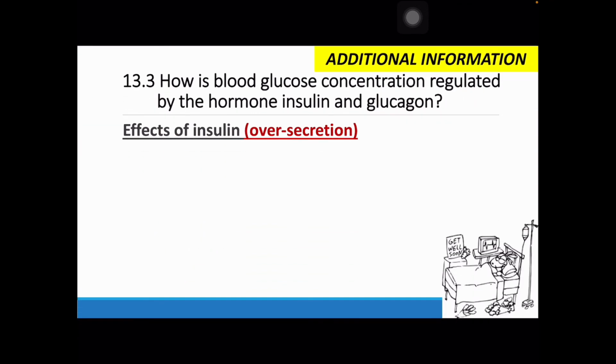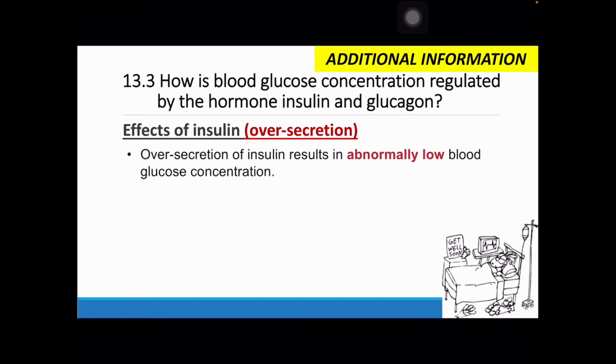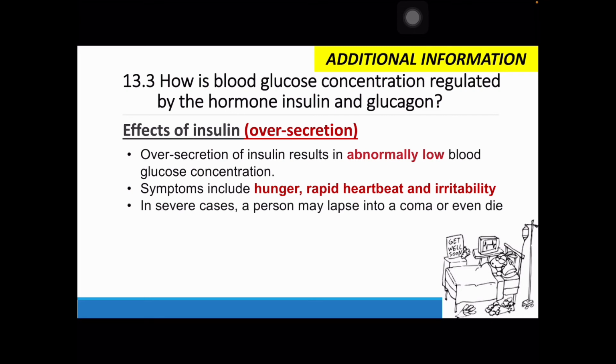Now, just to give you a bit more information, these are additional information, so you might not find it in your notes. Now, what happens if insulin is over-secreted? Now, it is possible sometimes for certain people to have over-secretion of hormones. In this case, if you have too much insulin, what will happen? Now, we need to ask ourselves, what is the purpose of insulin? Insulin decreases the blood glucose concentration. So if too much of it comes out, it will actually result in abnormally low blood glucose concentration. So that's when your blood glucose concentration will drop too drastically. As a result, you might develop symptoms such as hunger, rapid heartbeat, as well as irritability. And in severe cases, you might lapse into a coma or even die.